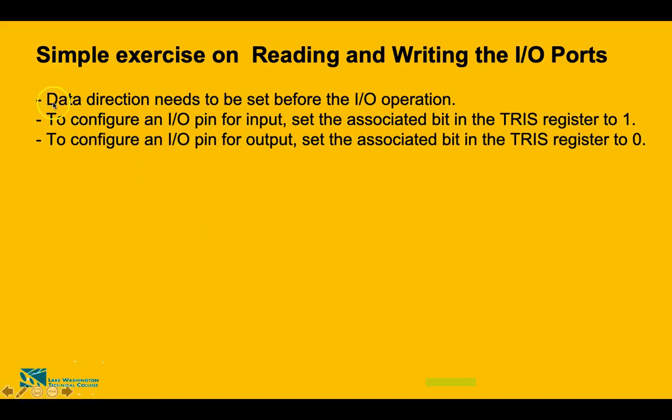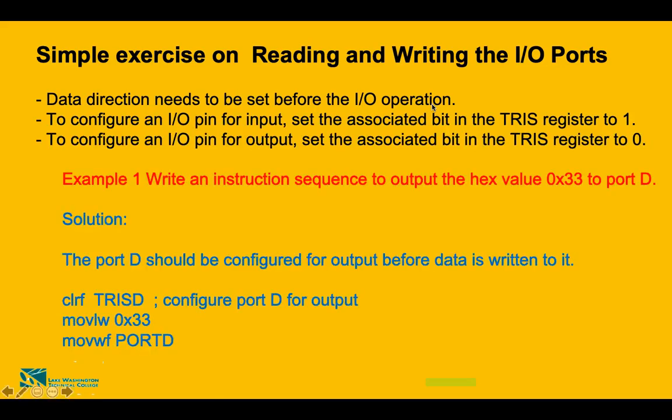In this we have a data direction which needs to be set before the input output operation. You already know that, and you also know that to configure an input output pin for input, you set the TRIS register bit to 1, and to configure an input output pin for output, you set the TRIS register bit to 0. Now this is the example, and it says write an instruction sequence to output the hexadecimal value 0x33 to port D.